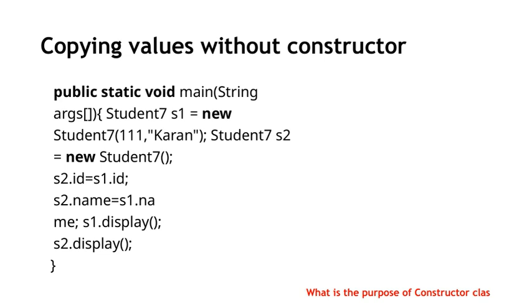Now, why do we need a constructor in the first place? Well, the constructor's main purpose is to initialize objects with specific values right when they are created. It makes our code cleaner, more efficient, and less prone to mistakes. Instead of manually assigning each attribute after object creation, a constructor does that setup automatically.